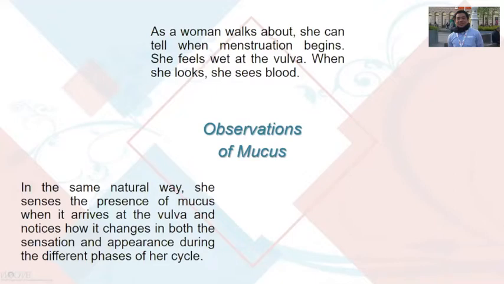In the same natural way, she senses the presence of the mucus when it arrives at the vulva. Similar to menstruation, the moment she feels wet or sticky at the vulva, that is an indication that there is a discharge, no? She notices how it changes in both sensation and appearance during the different phases of her cycle. She would be able to identify through her vulva whether the sensation is sticky, wet, or slippery.